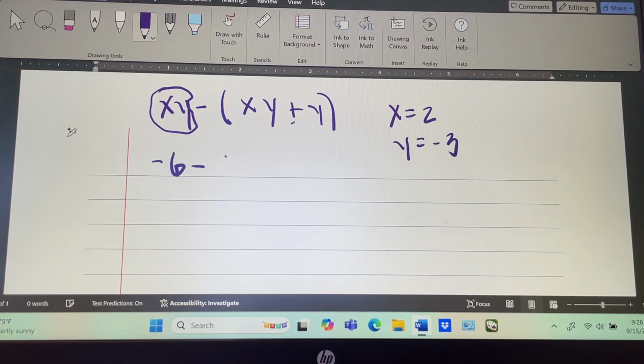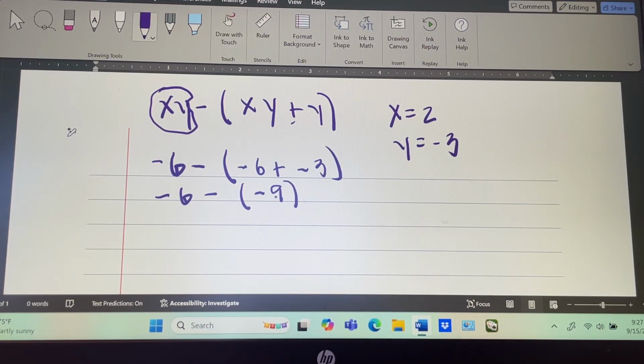Minus, now we have to do what's in the parentheses according to our order of operations. So xy again is still -6 plus y. Y is -3. Okay, hopefully you're following along with me. So let's look in this parentheses. Let's go ahead and bring down our -6 minus. -6 plus -3 becomes a -9.